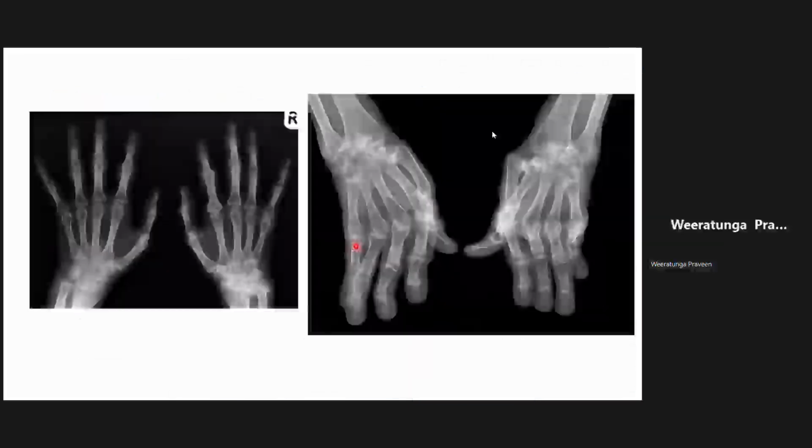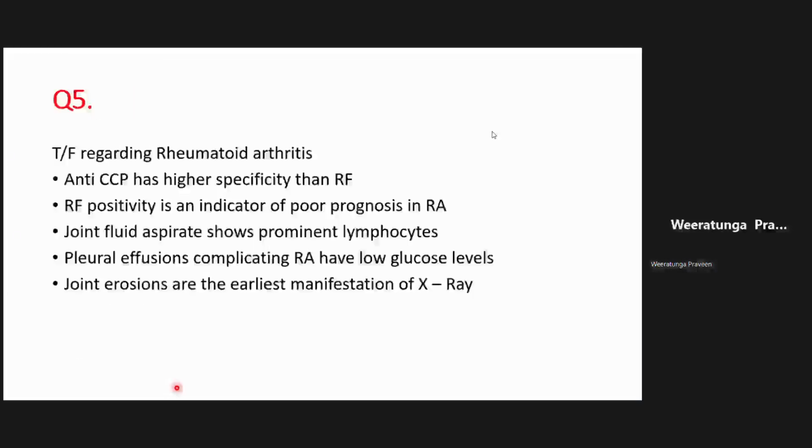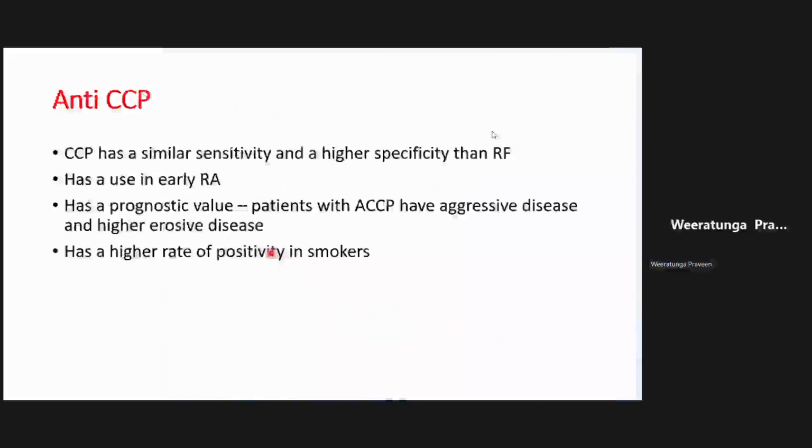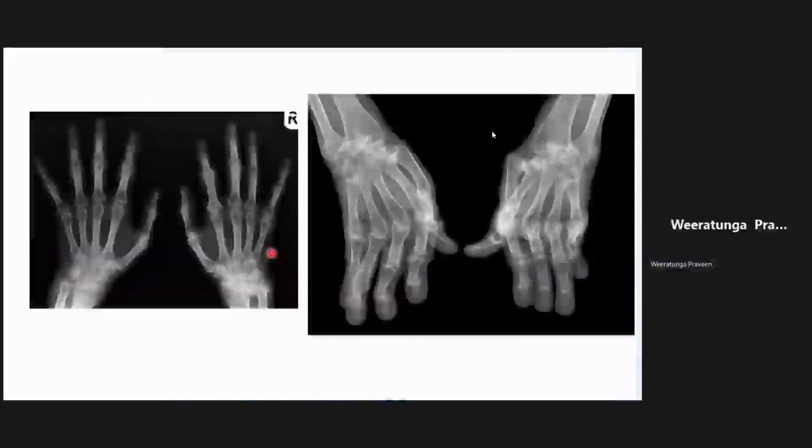Now, if you take X-ray changes in rheumatoid arthritis, they are late features. In early rheumatoid arthritis, X-rays may be completely normal. But with time, you can see erosions and other features. But erosions are not the earliest manifestation that you see.